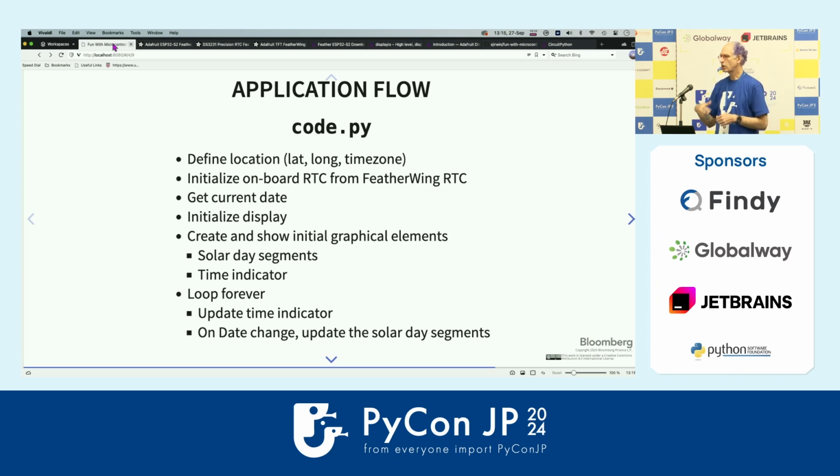We go to sleep for a little while, we wake up, and we see, do we need to move the hand? If not, we go back to sleep, come back, and so on and so forth. And then when we cross from, say, the 27th to the 28th, we fetch the new solar data from the API, and then we redraw the screen to update the segments that you see on the display.